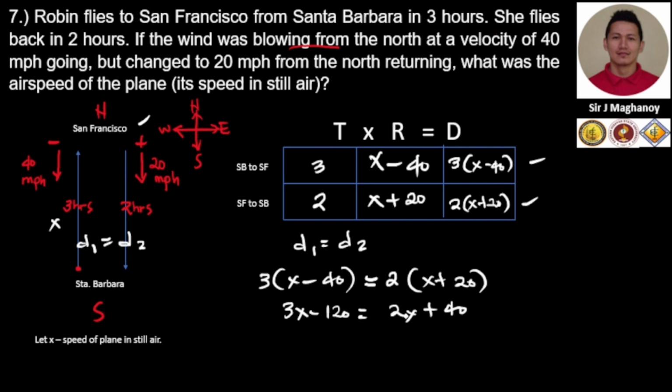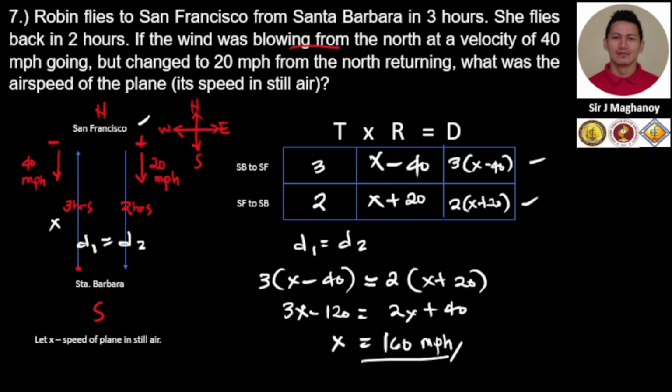So we transpose 2x to the other side, that will become 1x. Negative 120, you transpose it to the other side, it will become positive. So 120 plus 40, that is 160. What is the unit of our rate? It is in miles per hour. So our x, the speed of our plane, what is the airspeed of the plane? That is 160 miles per hour.